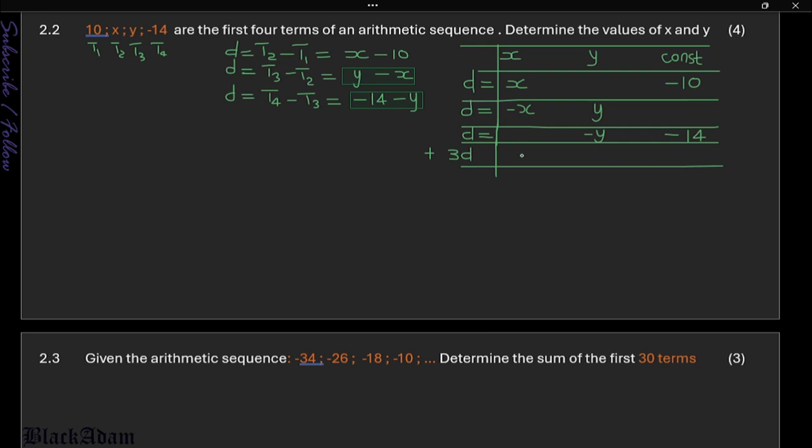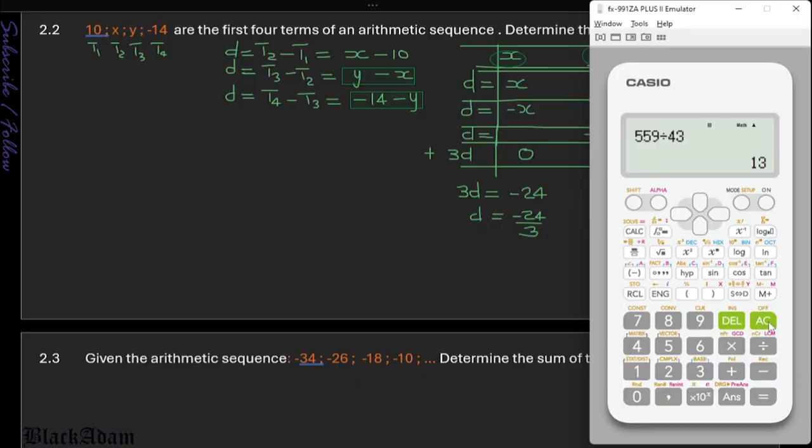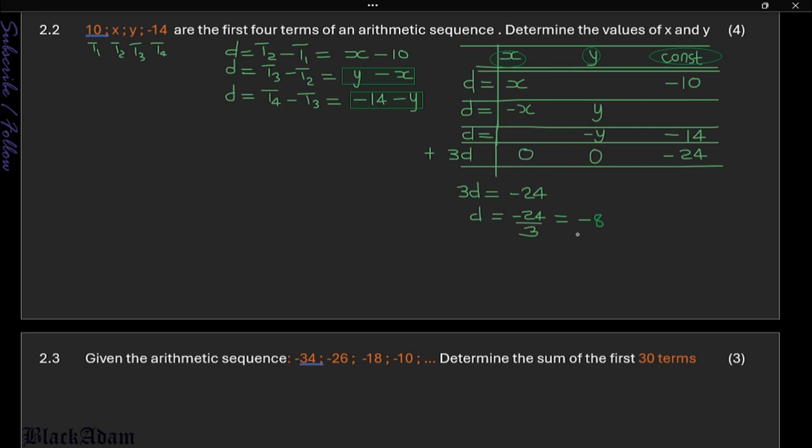We have 3d there, so you can see that those are the columns, and then x minus x is 0, so we write 0 there, y plus negative y is 0, and then negative 10 plus negative 14 is negative 24. Now that gives us 3d is equal to negative 24. So solving for d, divide by 3 both sides, negative 24 divided by 3 gives us negative 8. So our d is negative 8.